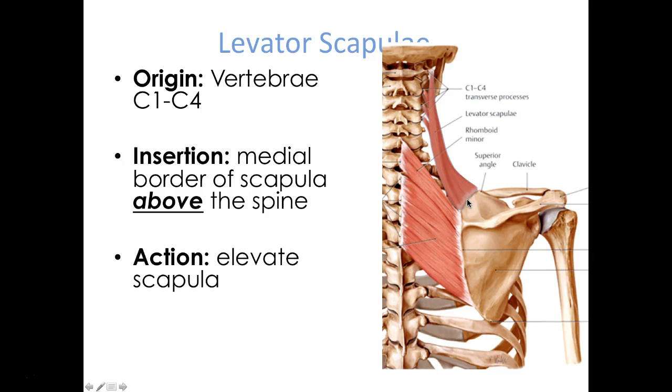The action is to elevate the scapula. So what a perfect name for a muscle. Levator Scapulae, and the action is to elevate the scapula. And innervation I want you to know as branch of brachial plexus.